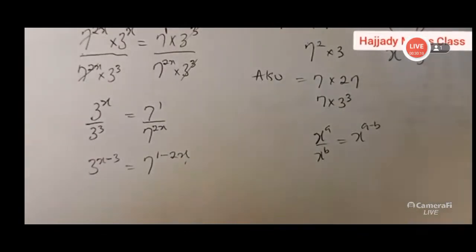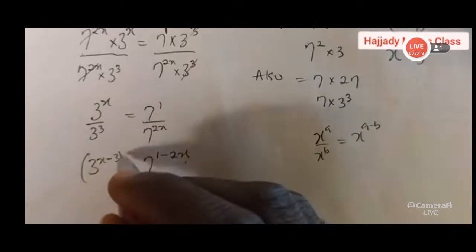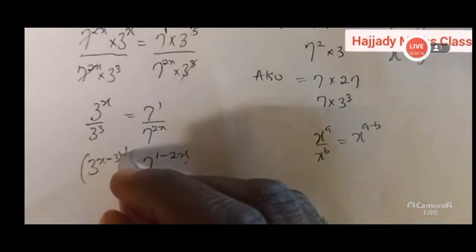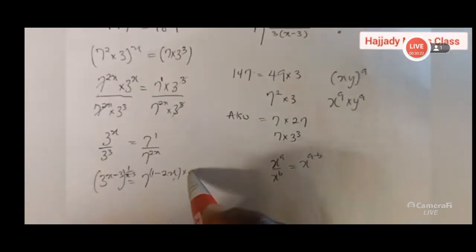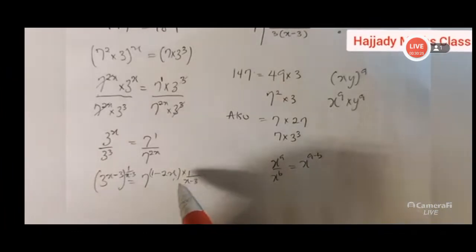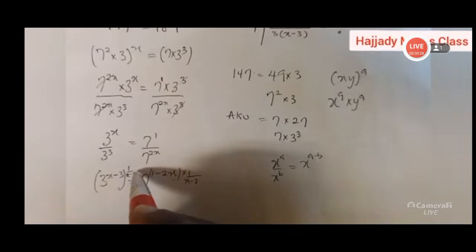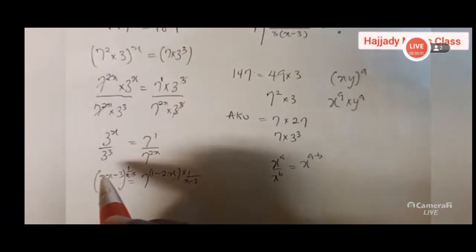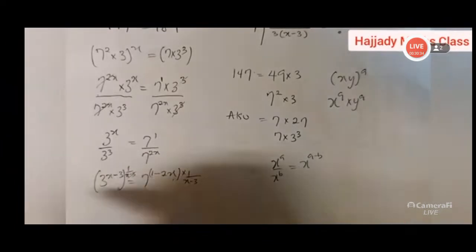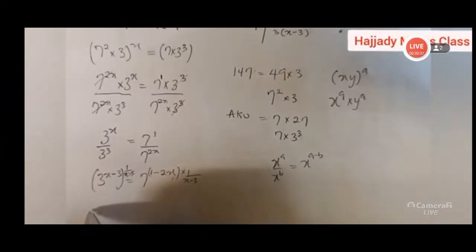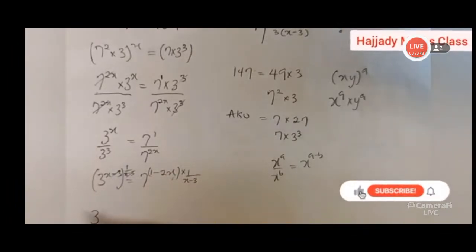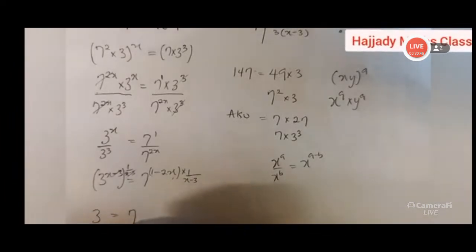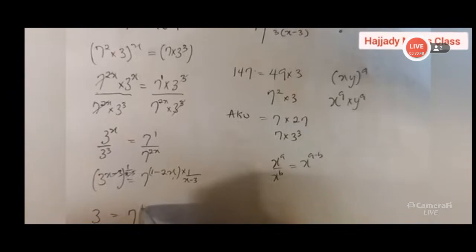Now, in order to simplify this further, multiply the root of both sides by 1 over x minus 3. So here, x minus 3 can cancel out. Let's proceed with this. We are having 3 on this side equal 7 raised to power 1 minus 2x over x minus 3.